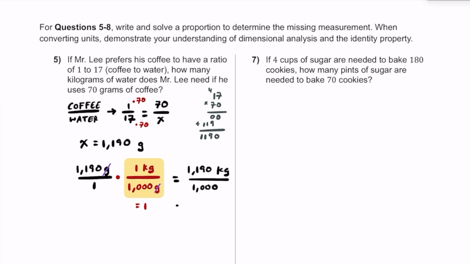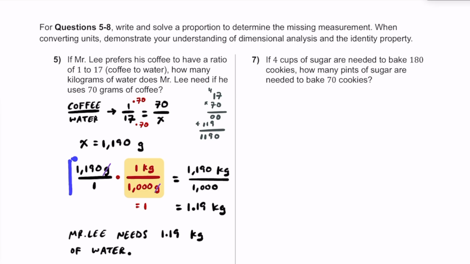Now, when you divide any number by 1,000, you can just move the decimal over 3 spaces to the left. That makes it 1,000 times smaller. So it's going to be 1.190 or 1.19 kilograms. And so if Mr. Lee is going to be using 70 grams of coffee, in kilograms, he's going to want 1.1900 kilograms of water.